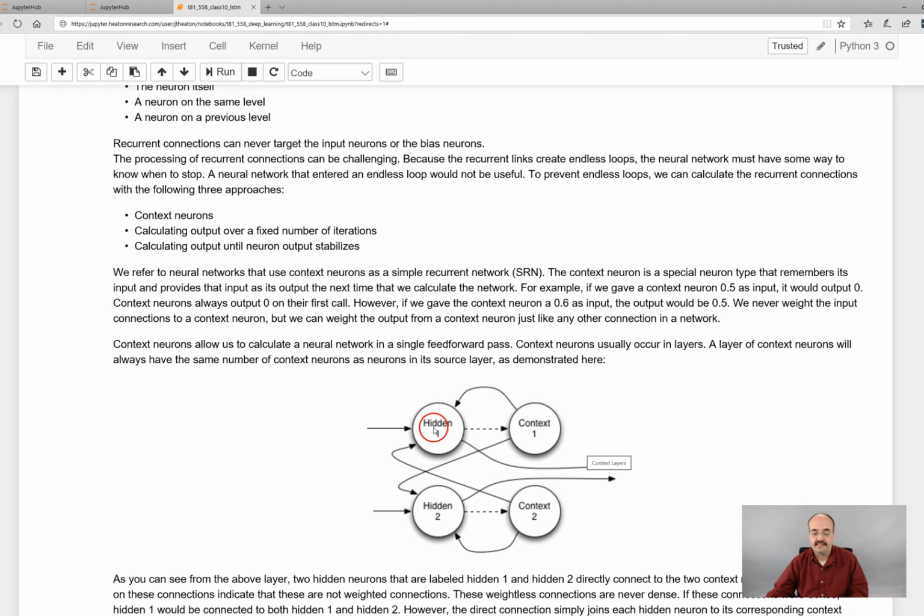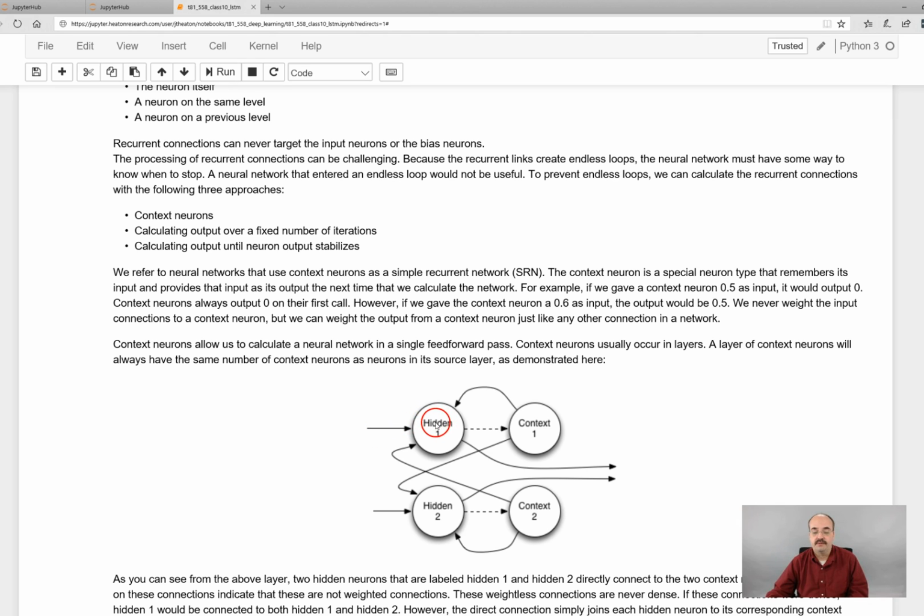But in this case, we're going to take the same value that was output from the hidden neuron onward, and that dotted line means we're going to copy it to the context. Typically you'll have one context neuron per neuron on the previous layer, and you're simply going to copy the output. There is no weight, there is nothing. It is simply a copy. These solid lines have weights.